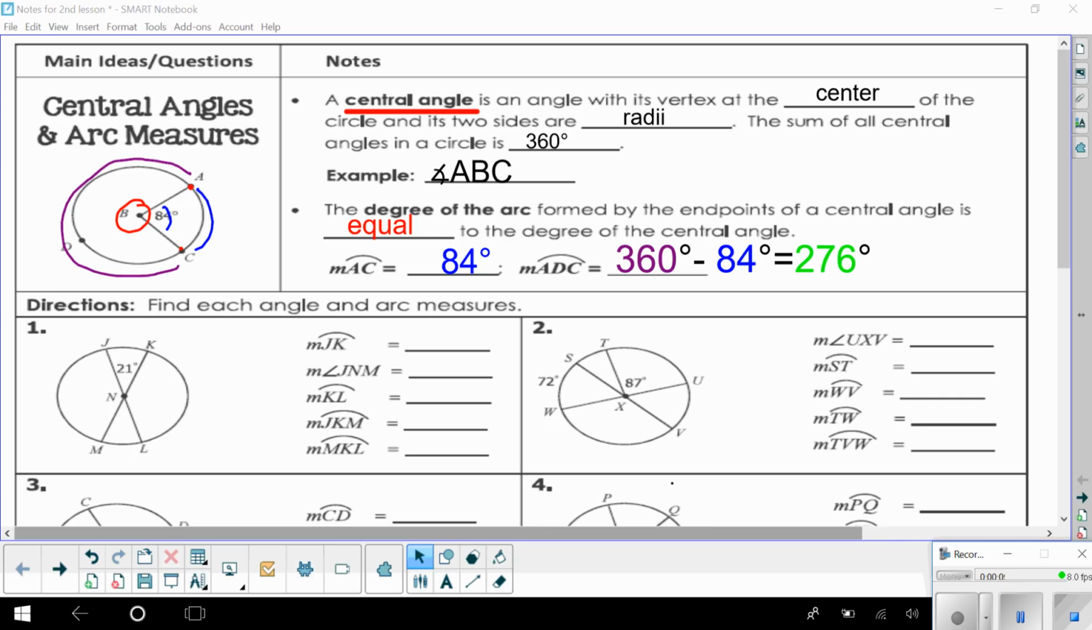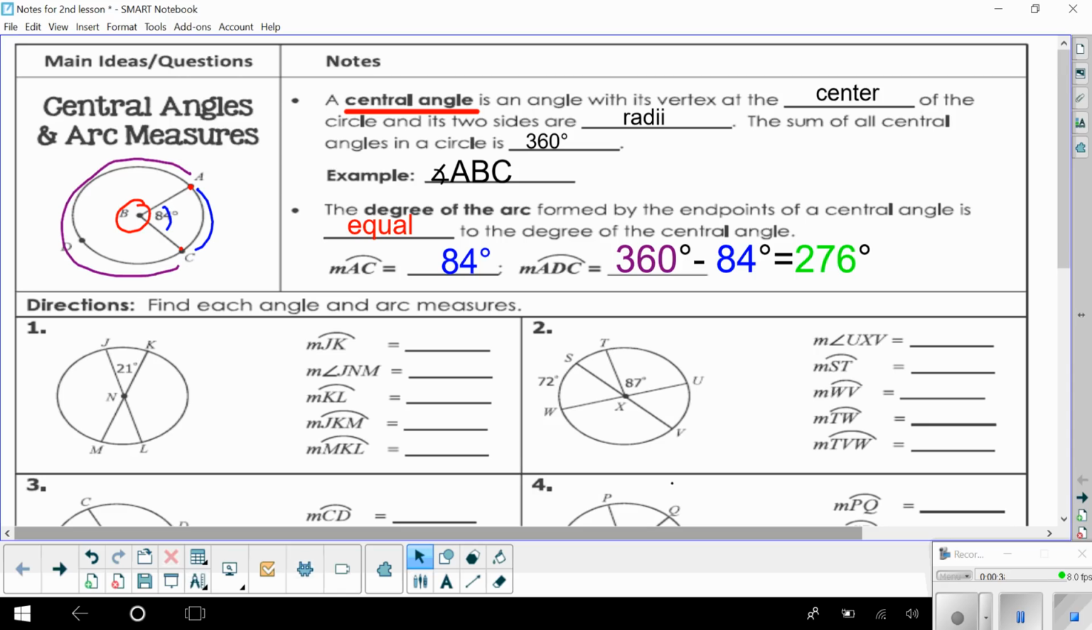A central angle is an angle with the vertex at the center of the circle, and its two sides are radii. Remember, one radius, many radii. The sum of all central angles in a circle is 360. So if you put a bunch of central angles together, they add up to 360. An example of a central angle is angle ABC, or it could be angle CBA, as long as the B is in the center.